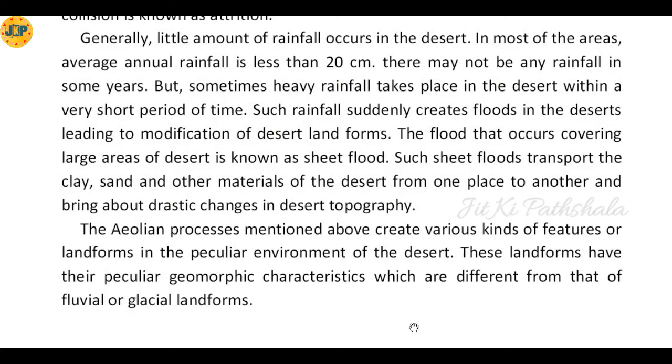That means the landforms of the desert area have their own peculiar characteristics, and these are different from fluvial. Fluvial generally means the characteristics that we get in rivers and oceans, and these are also different from the glacial landforms. So the characteristics of the desert area are totally different from the characteristics we find in rivers and oceans, as well as in the glacial region. So this much for today, and I hope you have understood something about geomorphic processes and works of wind.